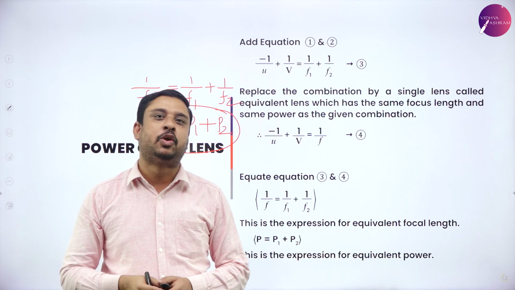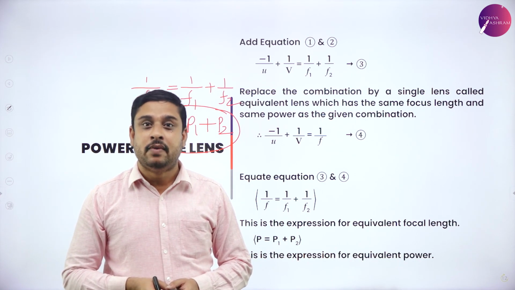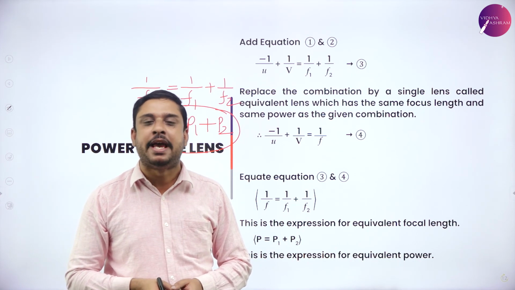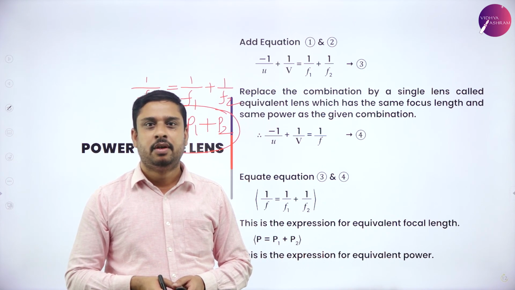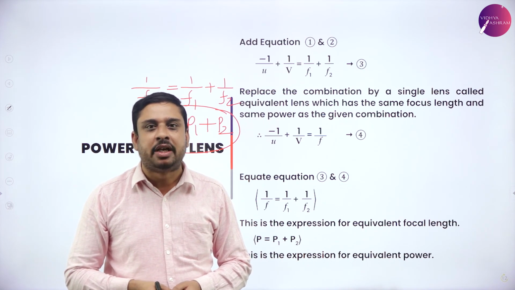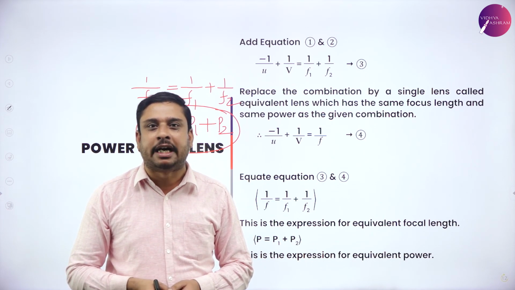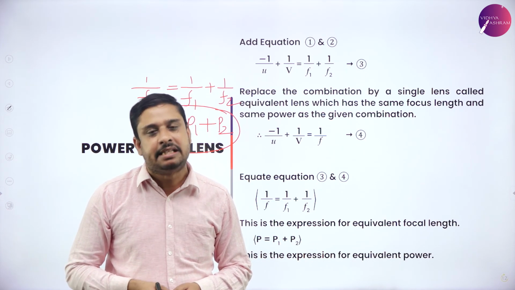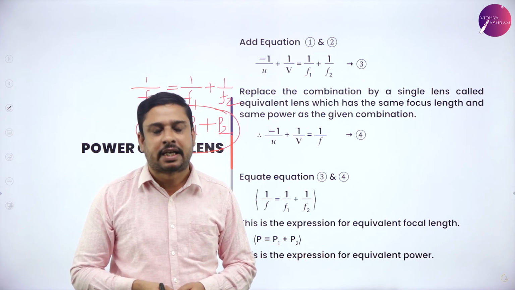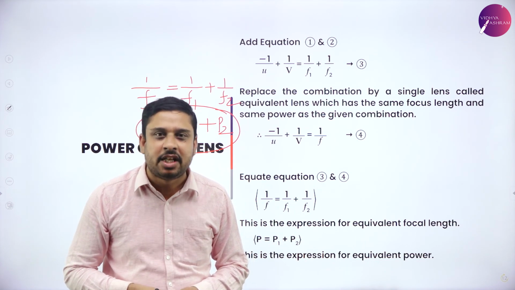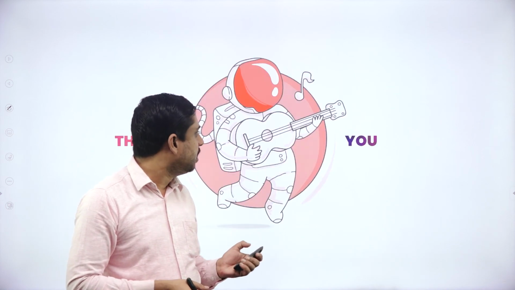So students, in my today's session, we have arrived at lens maker's formula. We have studied something called power of a lens and equivalent focal lengths of thin lenses in contact. So we'll continue in the next class. Until then, have a nice time. Thank you.